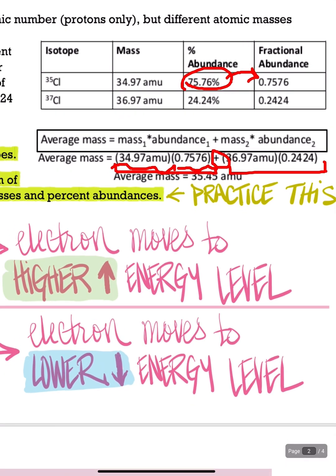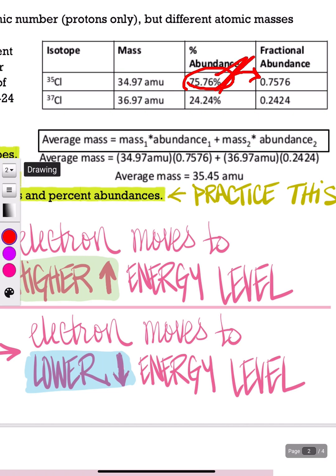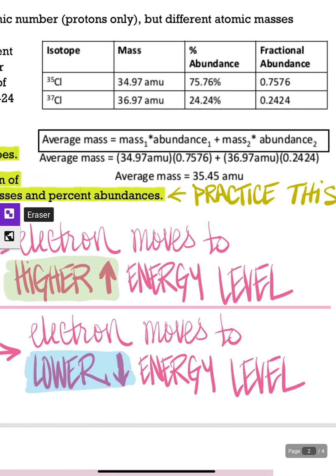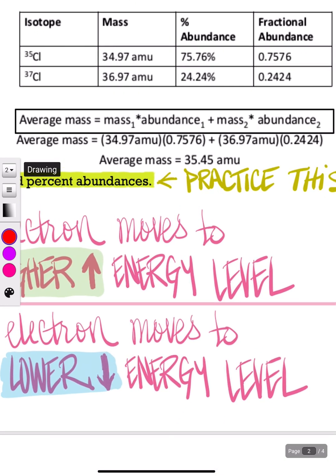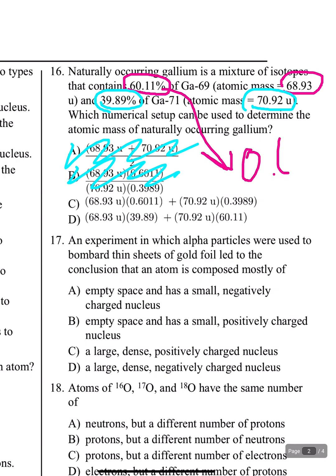Going back once again to the review sheet, if you forgot what we did in class, here we are. This is the formula that we used. Average mass equals mass 1 times fractional abundance plus mass 2 times fractional abundance of that second isotope. So we're separating the isotopes, the different isotopes that we see, by a plus sign. Let's go to the first one. Okay, so I should have, from here, a 0.61.